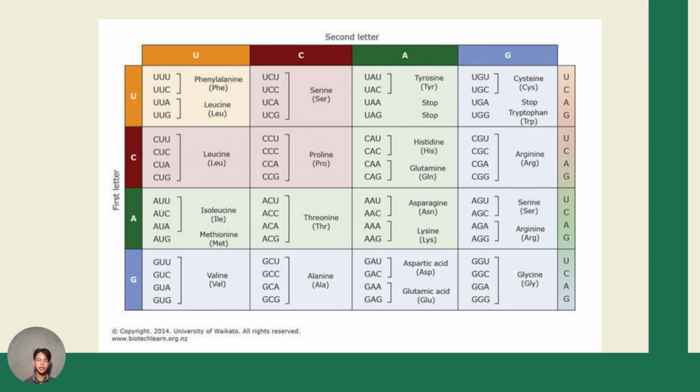So here's a more detailed and specific genetic code table. We can see here the complete names of the amino acids, like phenylalanine, leucine, isoleucine, valine, serine, and others.